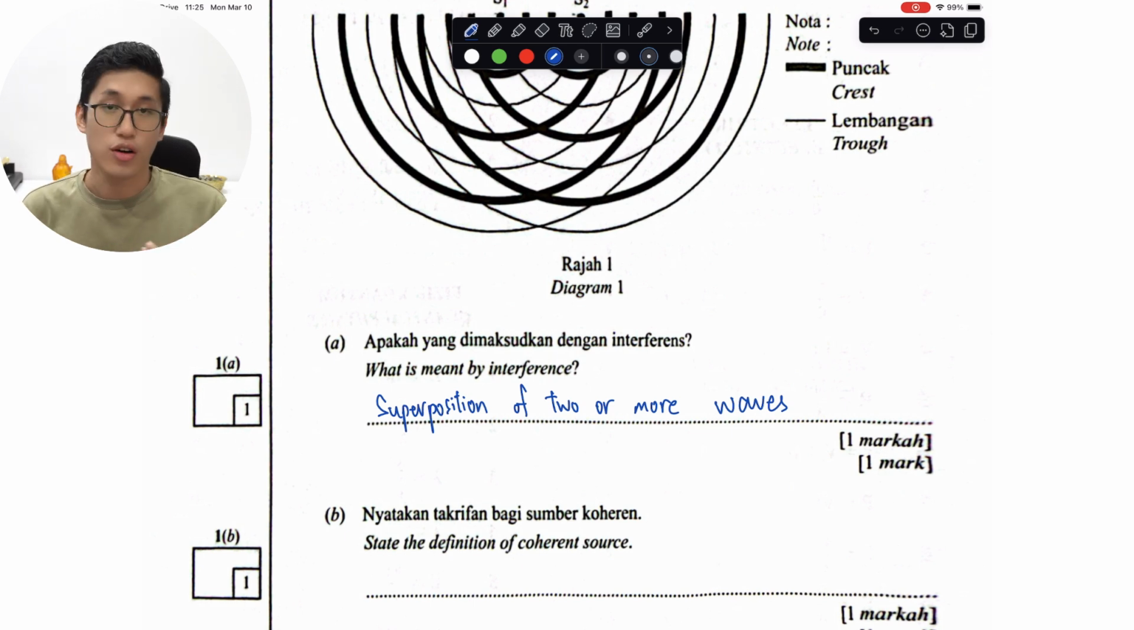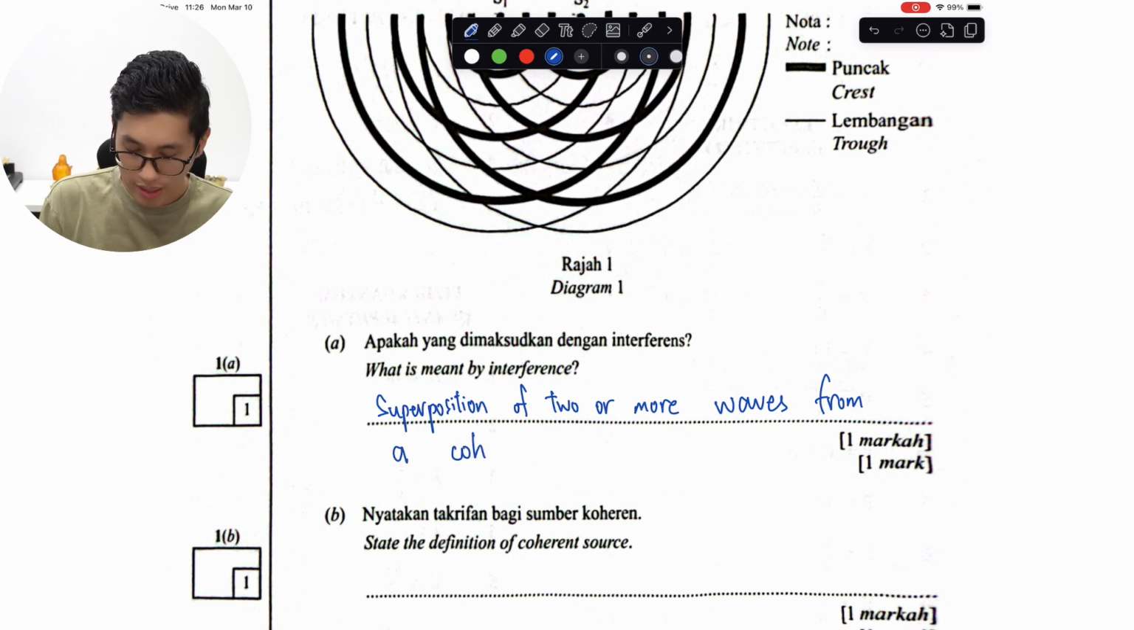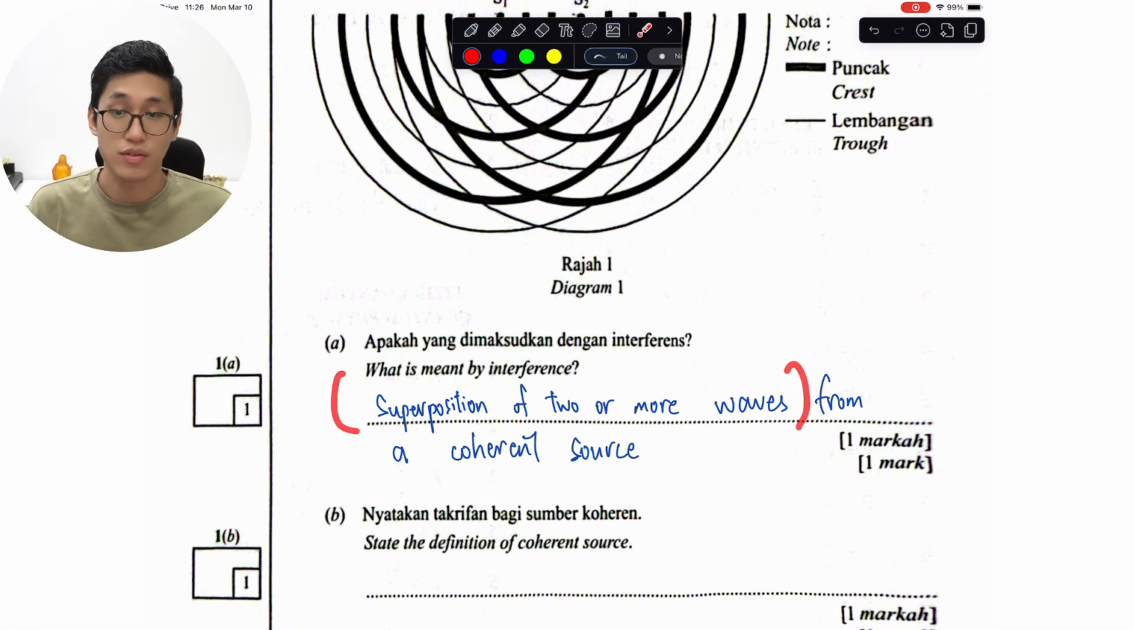Now, if you want to add on to this answer, you can say both waves must come from a coherent source. The key part is the first part: you add up the waves together. If you want to add on, you say both waves must come from a coherent source.